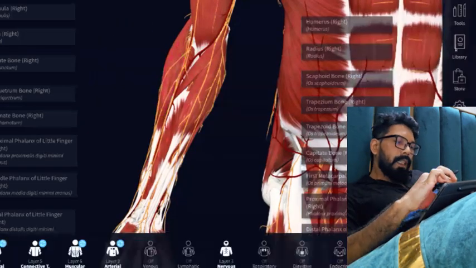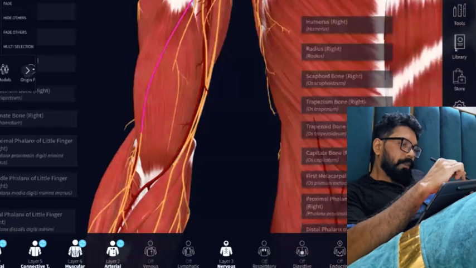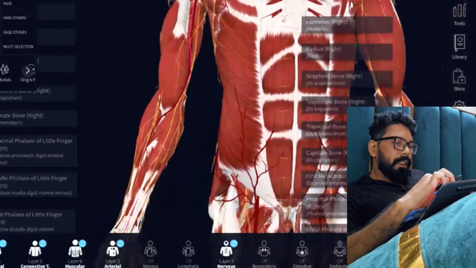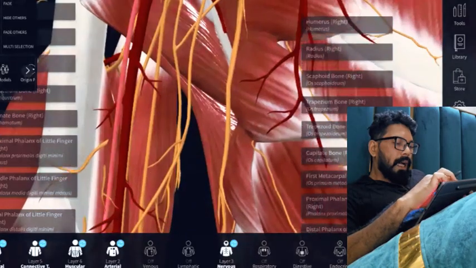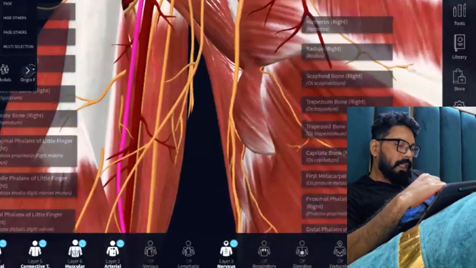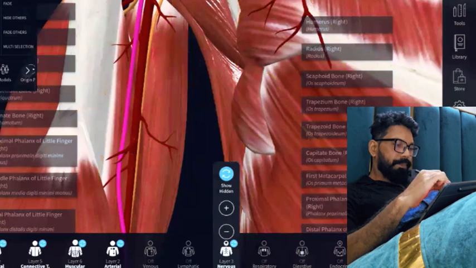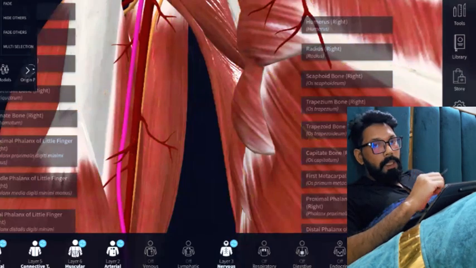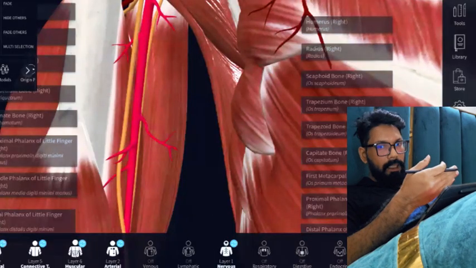Now, the second important nerve is your median nerve. Let me show you the median nerve. You need to know the course. So this is our median nerve. The median nerve will come along with your brachial artery. Let me show your brachial artery. Another name of humerus is brachii. So that's why it's called brachial artery.